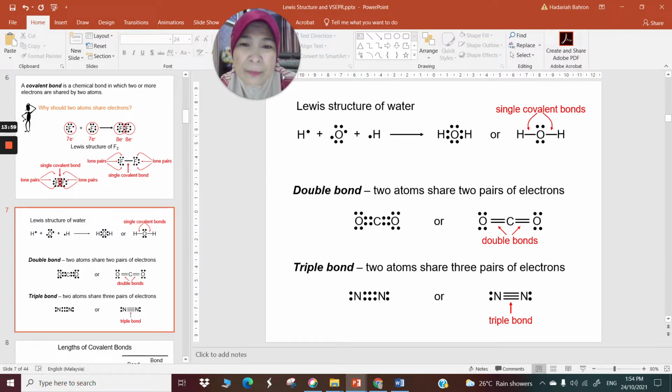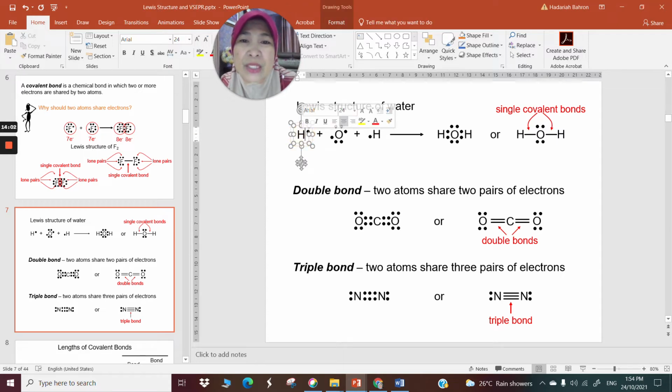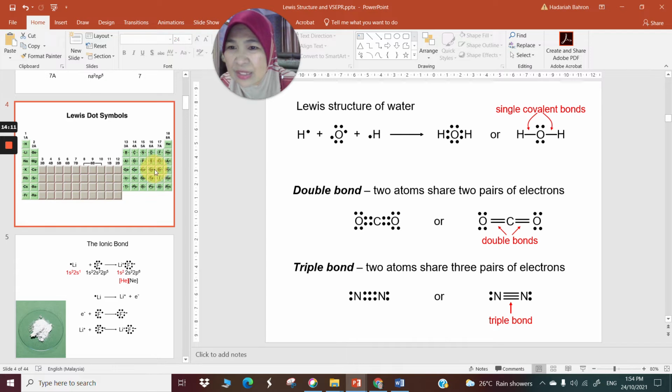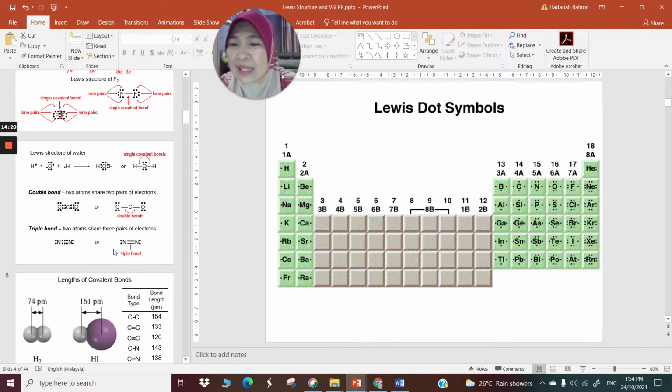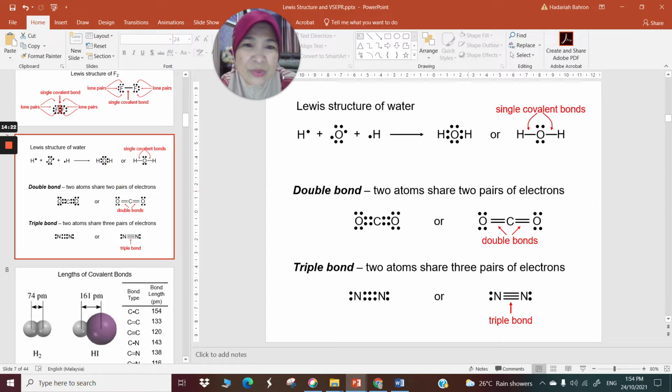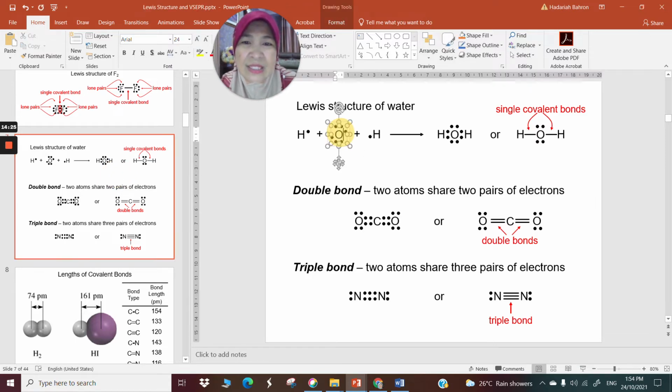So if you want hydrogen to bond with oxygen, as you can see, oxygen has 6 valence electrons. How do we know that? Obviously, because oxygen is seated in group number 6, and group number 6 means it has 6 valence electrons. Go back to this one. Now, with 6 valence electrons, it is going to need 2 more electrons to make the complete octet.